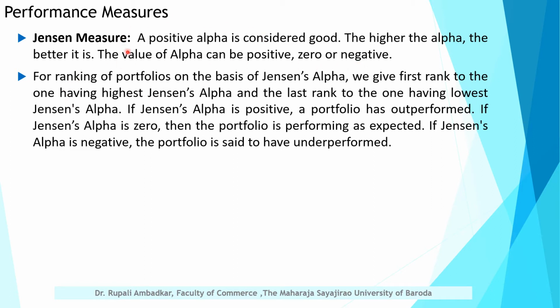So we have to consider a portfolio which has a positive alpha. For ranking of portfolios on the basis of Jensen's alpha, we give first rank to the one having the highest Jensen's alpha and the last rank to the one having the lowest Jensen's alpha. We can say that if the Jensen's alpha is positive, a portfolio has outperformed. If it is 0, the portfolio has performed as expected. And if the Jensen's alpha is negative, the portfolio is said to have underperformed.